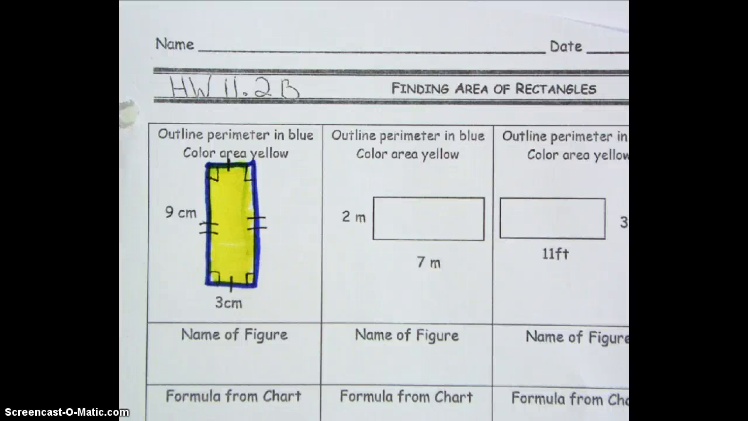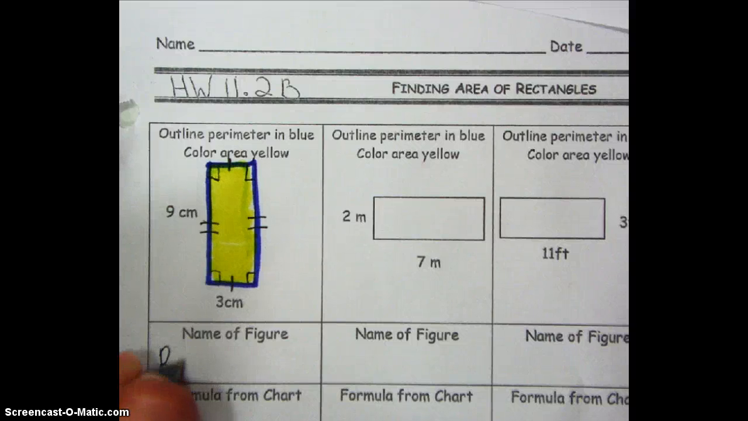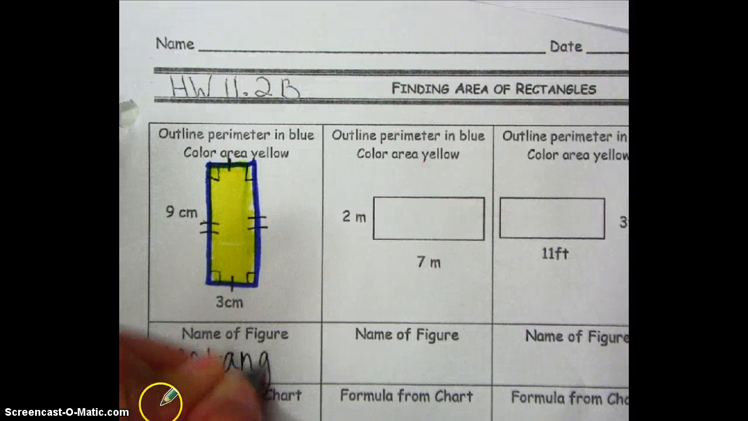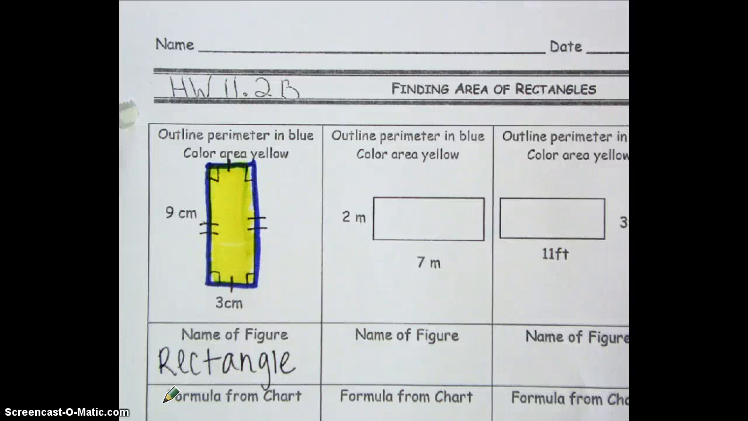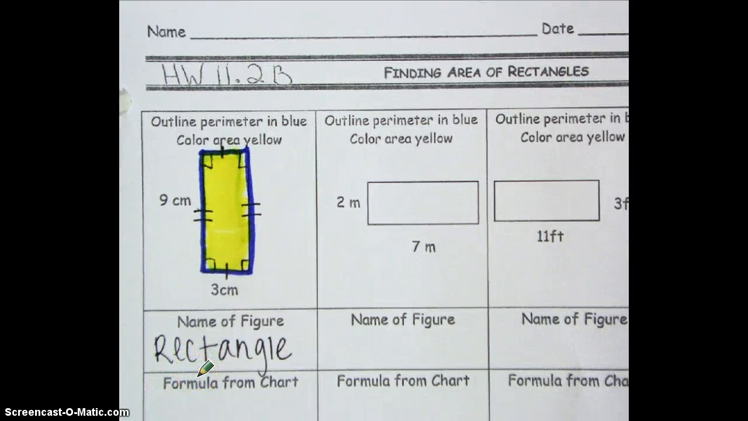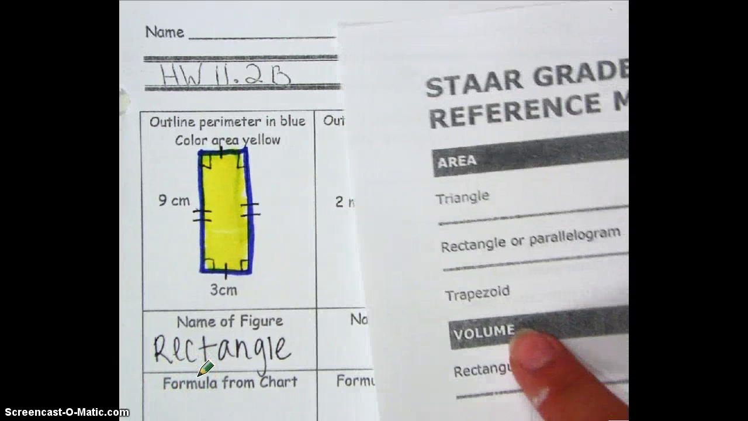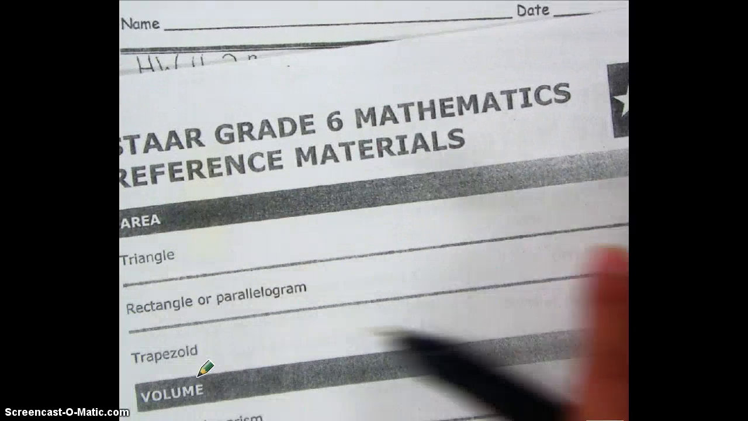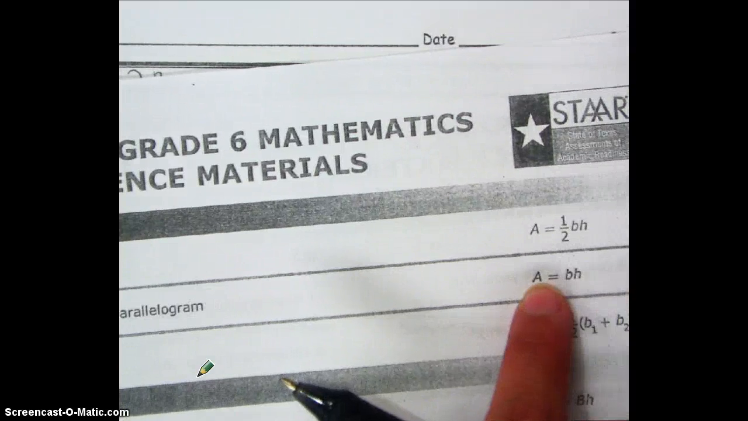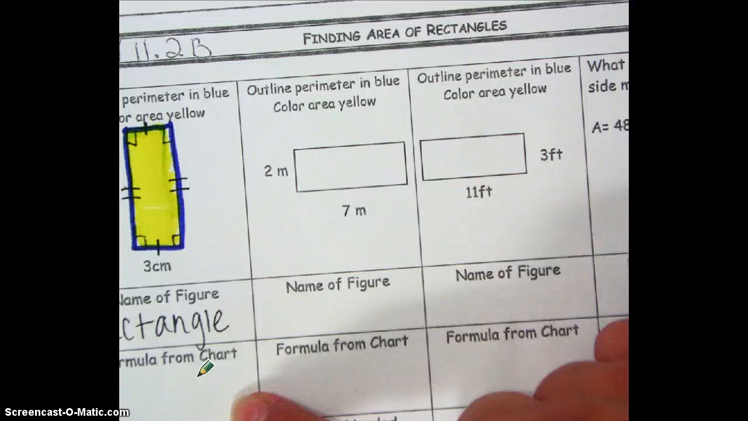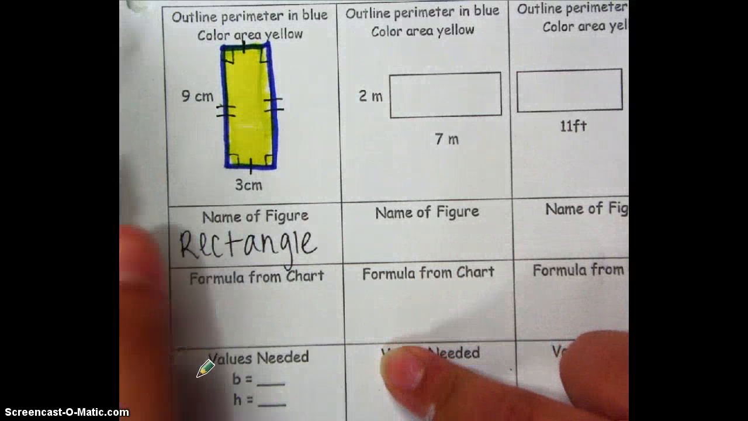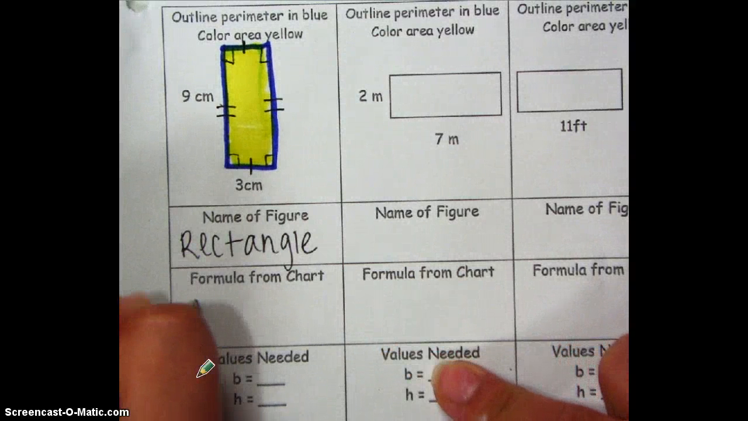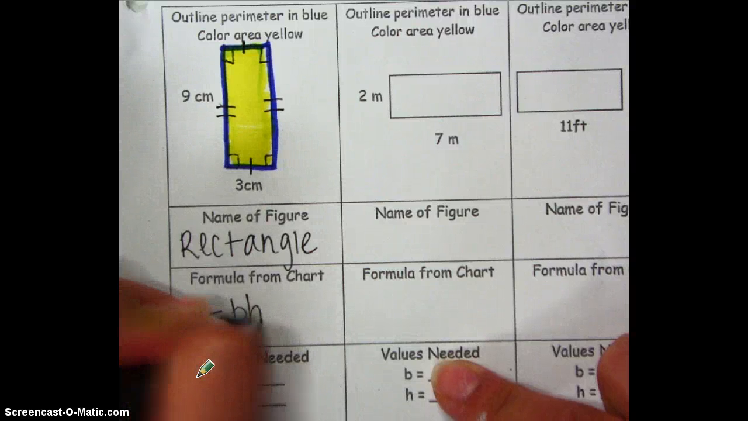So once we know that this is a rectangle, we can go ahead and write here the name of our shape is a rectangle. And then I can look at my formula chart, which you guys did a scavenger hunt on recently, and you should be pretty familiar with your formula chart now. On the formula chart it says rectangle, area is equal to the base times the height. So I'm going to write that in on my paper, the formula from the chart. We have area is equal to base times height.